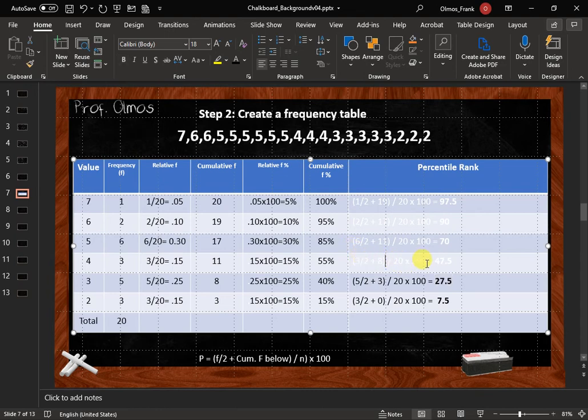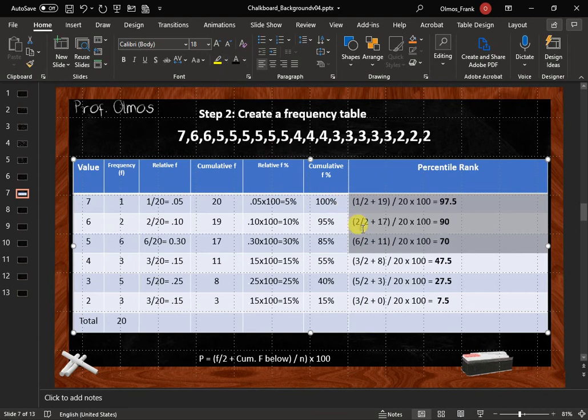Okay, so let's try this. Let's try people who got the quiz score 4. The frequency is 3, so 3 divided by 2. Okay, and then plus 8. 8 is the cumulative frequency below, which is right there, divided by 20, which is the total, times 100 from the formula. And then you get 47.5. So it's the same process over and over. Every single one of these is the same process. That's how you get the percentile rank.